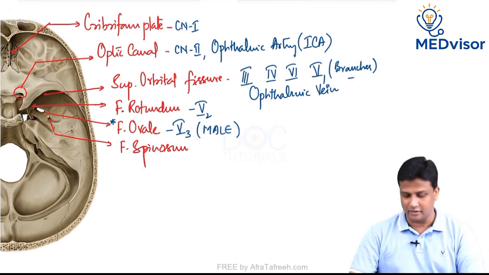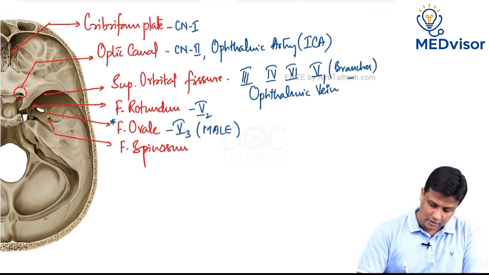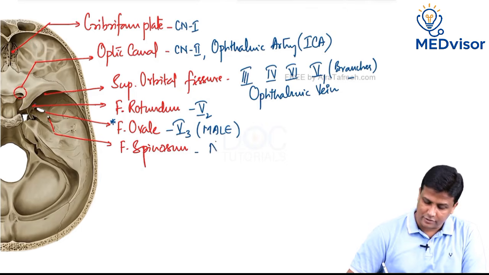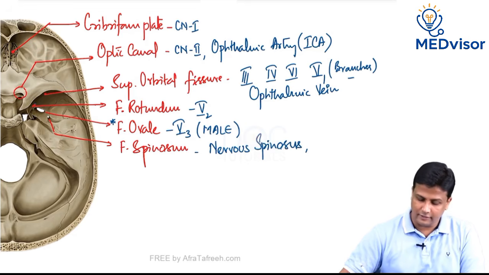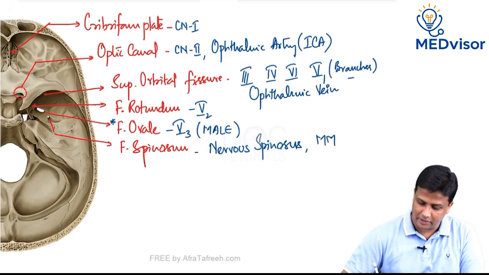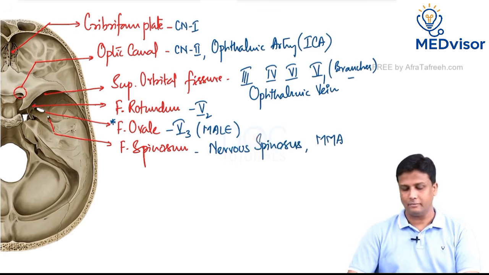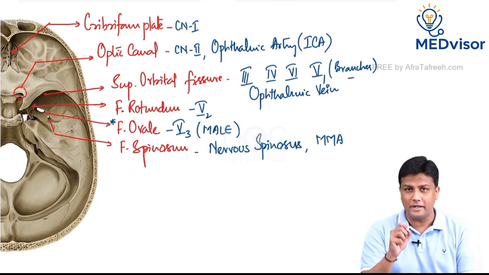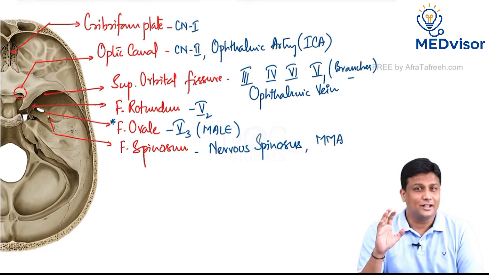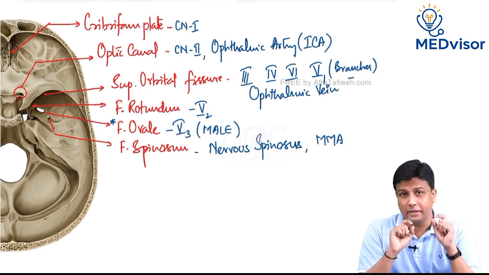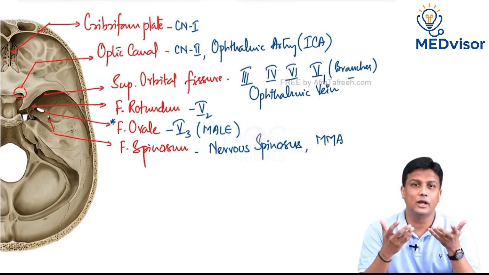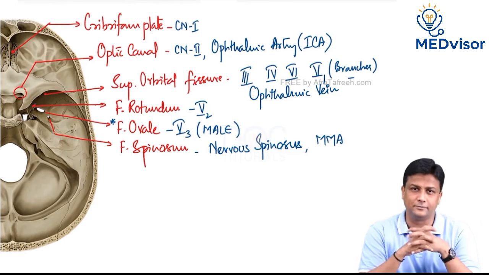The next one will be the foramen spinosum. Now what is passing through the foramen spinosum? There will be a nerve, and that nerve will be nervus spinosus. Nervus spinosus, okay, and then there will be one more artery, that is your middle meningeal artery, guys. Middle meningeal artery, I'm just writing in short. Now this is something extremely important here. Why? Number one, nervus spinosus is the main nerve which is going to supply the dura mater. It is the chief nerve of the dura mater.